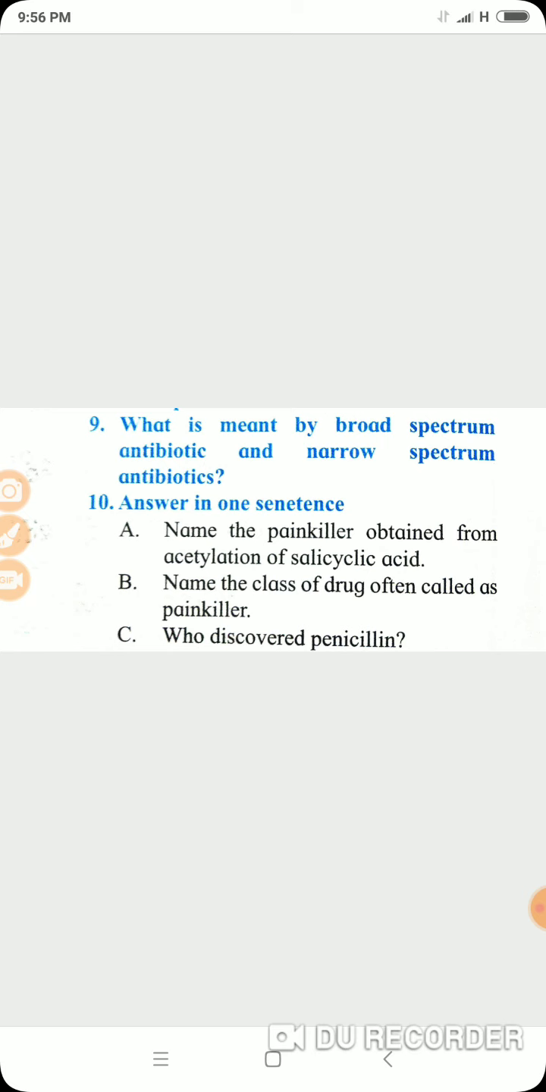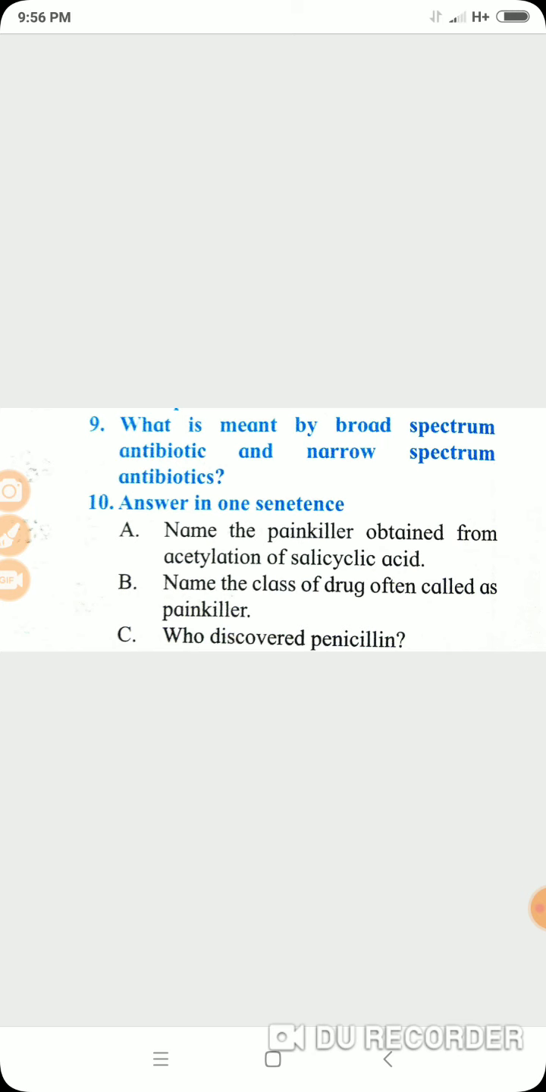Now the next question, number 10. Answer in one sentence. These questions are for 1 mark each. A: Name the painkiller obtained from the acetylation of salicylic acid. The answer is aspirin, because aspirin is the acetyl derivative of salicylic acid.